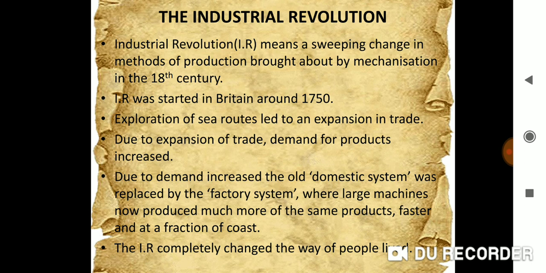जितना प्रोडक्शन जरूरी था उससे अगर ज़्यादा प्रोडक्शन होता है, that is called the surplus production. So when surplus production occurred, so what happened? Expansion of trade. Why expansion of trade?